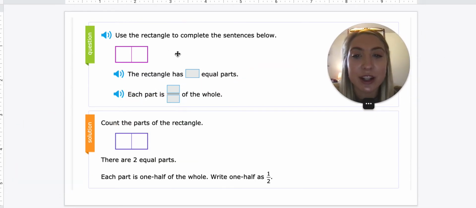Here it says, use the rectangle to complete the sentence below. The rectangle has how many equal parts? It has 1, 2 equal parts, and each part of the whole is a half. We can see it down here because if I took 1 square, that shows it's 1 square out of how many equal parts? 2 equal parts. So we'd write it as 1/2. Let's do some examples today.